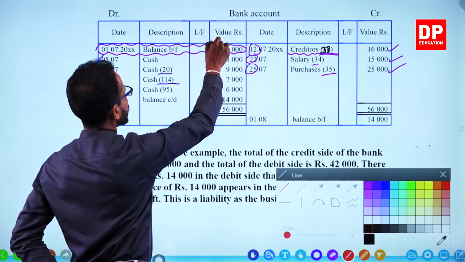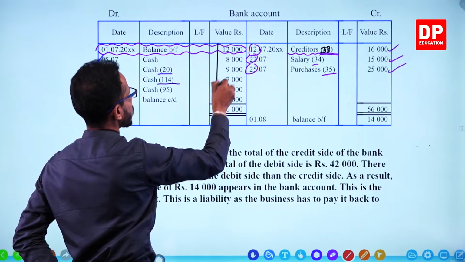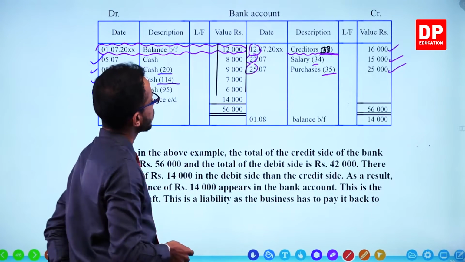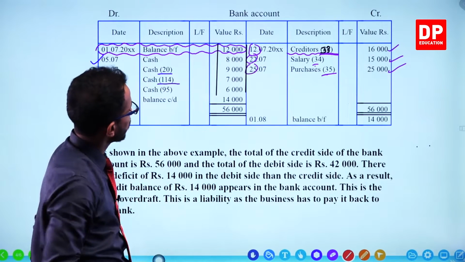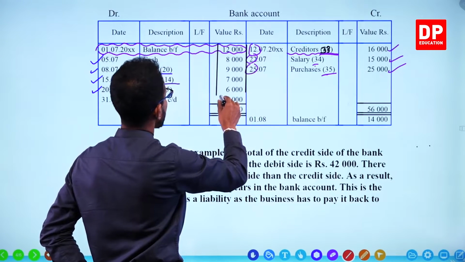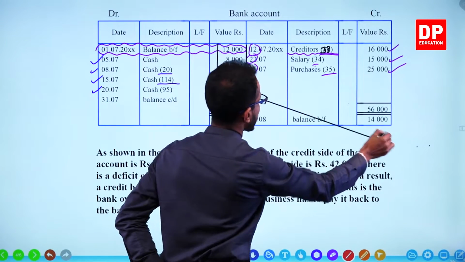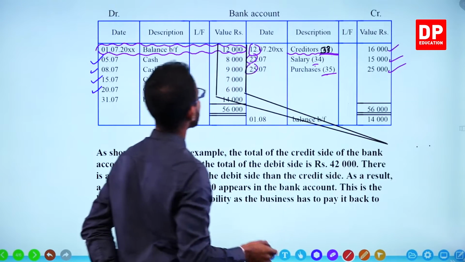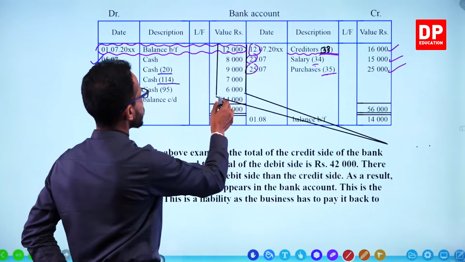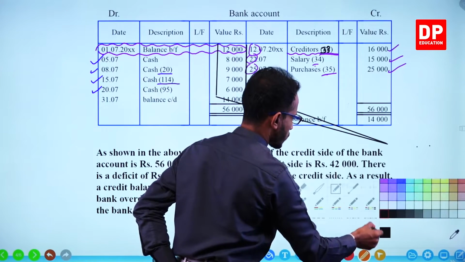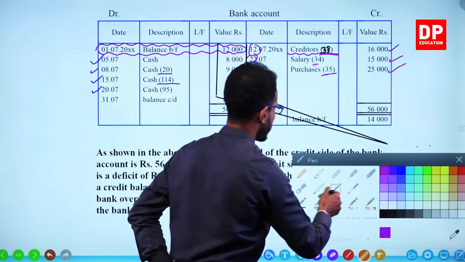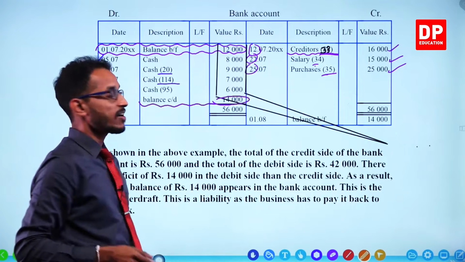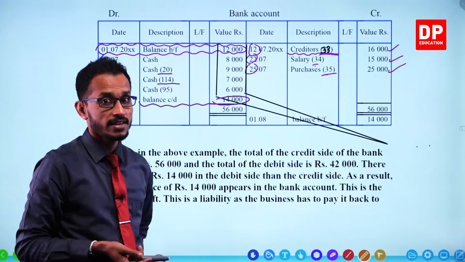Debit side total 42,000, from the top of the debit side. When you take the total, you don't take this, children, you don't take this. This is the balance. See, they have found the balance. We are still finding, still calculating.